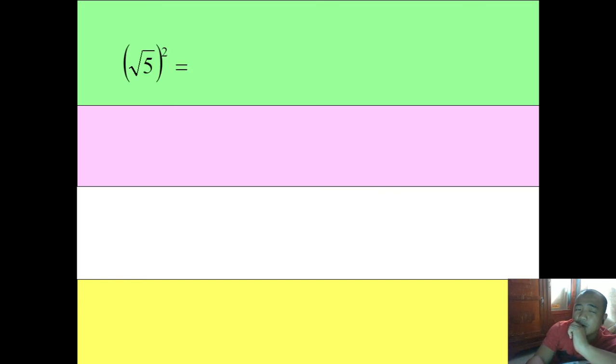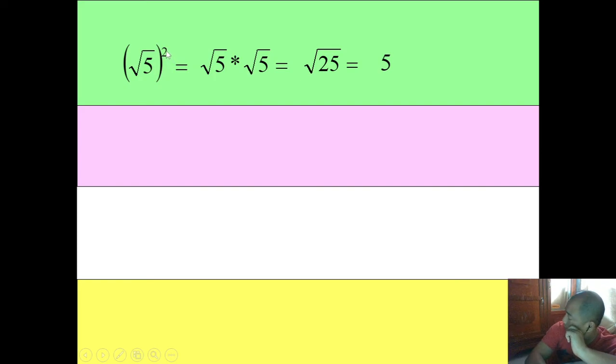Okay, how about square root of 5 squared? The answer is 5. Or simply, since the exponent is 2 and the index is 2, we can cancel it. So the answer is simply 5. Okay, same is true with square root of 7 squared. The answer is 7.